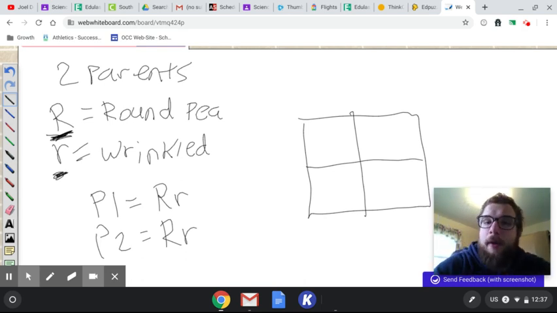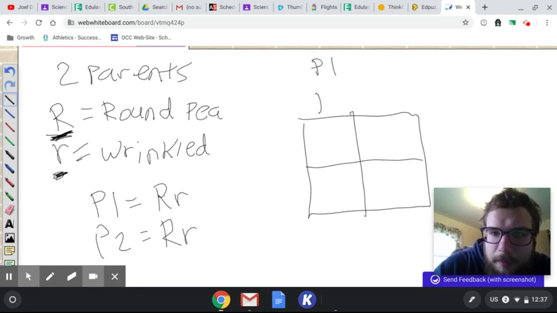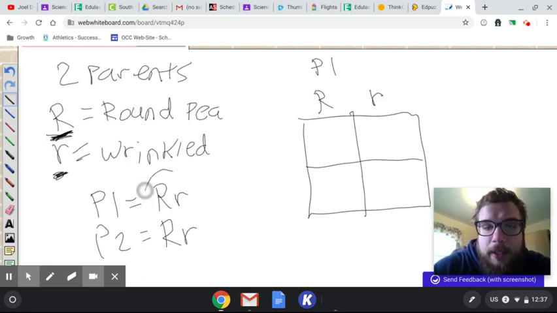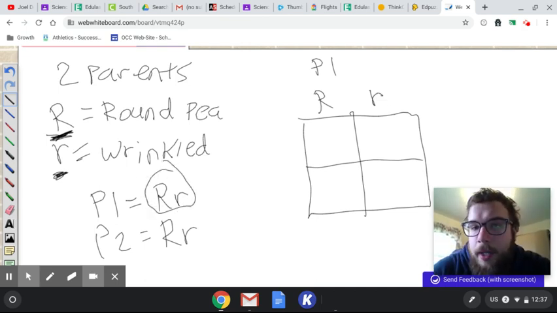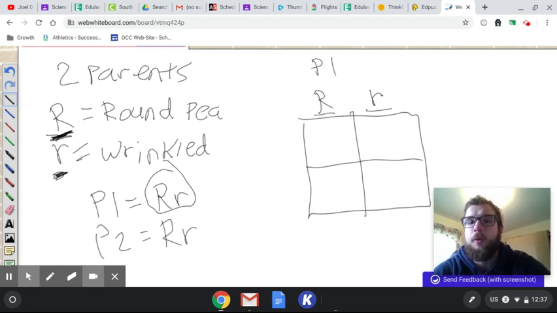Okay. So parent one always goes, it doesn't matter, but they always go up on the top here. You're going to take these two alleles from parent one. You're going to put them up at the top here and here. Okay. Parent one will go up there. Again, it doesn't really matter. If you put parent two up there, whoop-de-doo, it'll still work out.